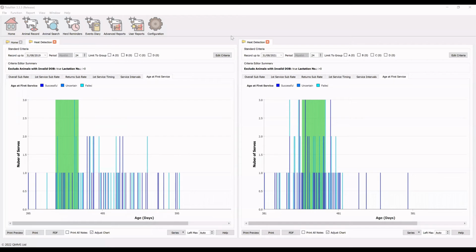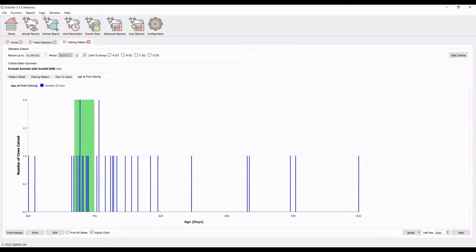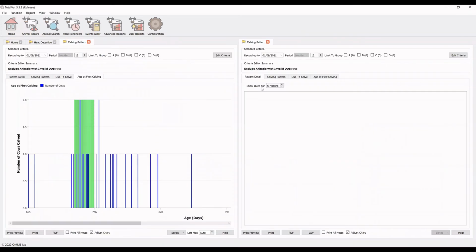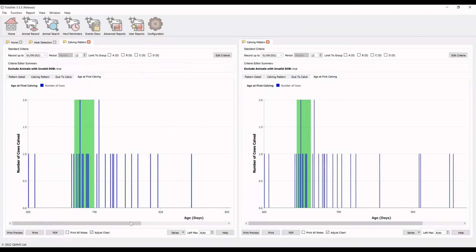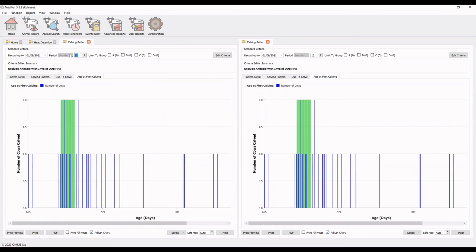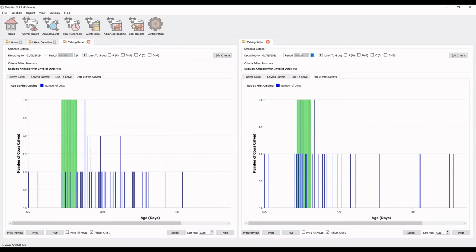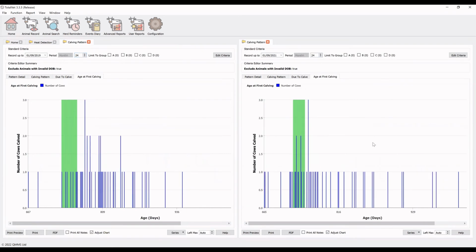So has this resulted in an improved age at first calving? Well, we can have a look at that in the calving pattern report. Once again, if we close advanced reports and split the current function, hit adjust the chart at the bottom to fit the screen, then we can choose to view the age at first calving over a 24-month period, in the current 2 years and in the previous 2 years.